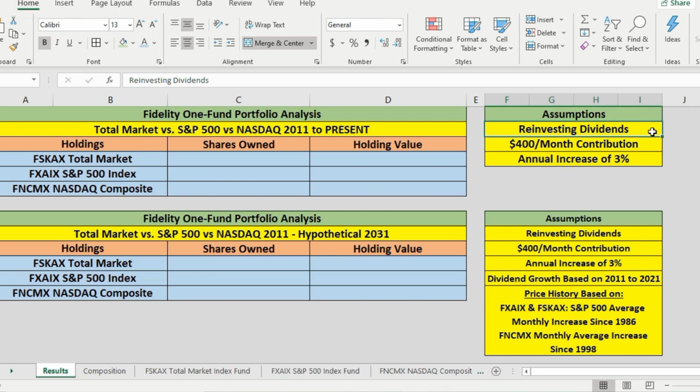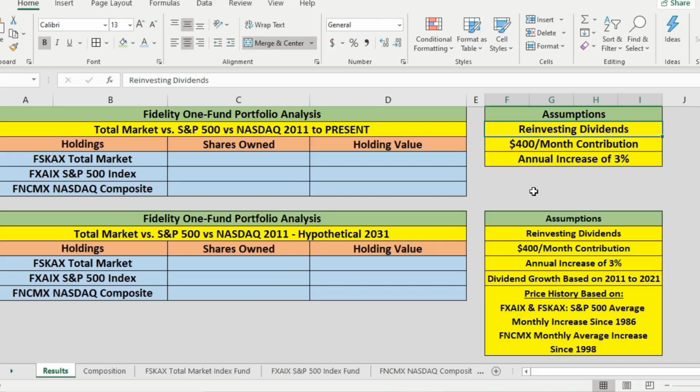We're going to see how each one of these funds would have compared if we had made a $400 per month contribution in the beginning to each one of these funds. We're assuming that we would only own one of these funds, so we would allocate the $400 per month to one of these funds. But for the sake of the example, we're going to do $400 per month to each one of these funds to see how they would have performed equally. And then every year we're going to increase our contribution by 3%.